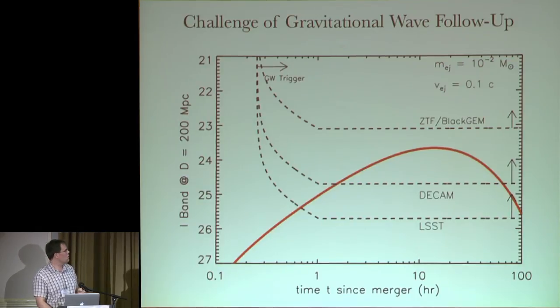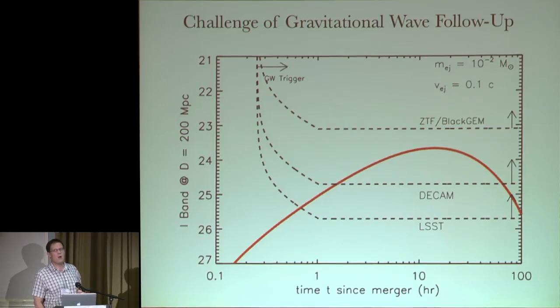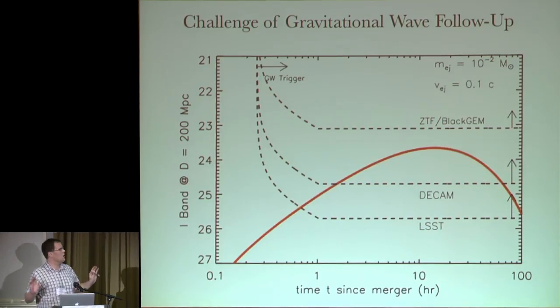Okay, so I want to return to this issue of, is there any other way? I mean, so what if they all promptly collapse to black holes and then we're just stuck with this red component? Is that it?